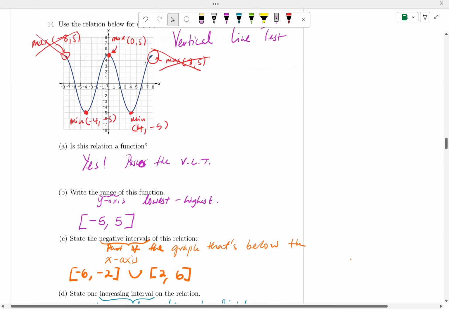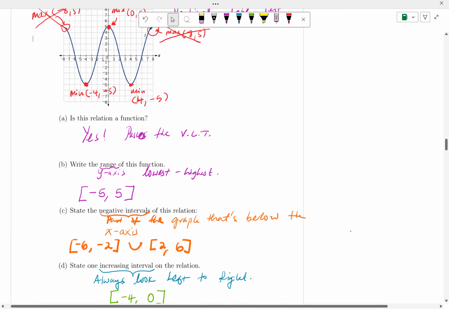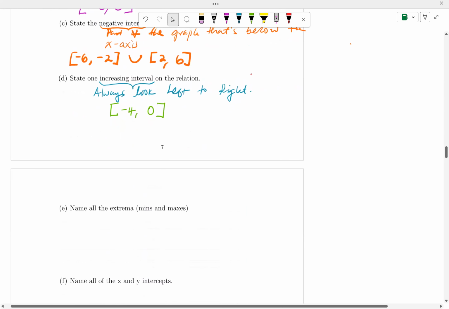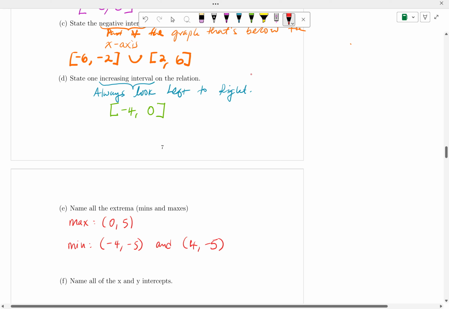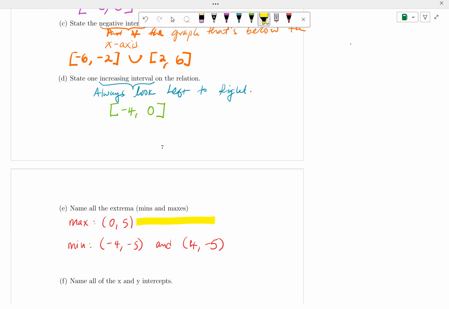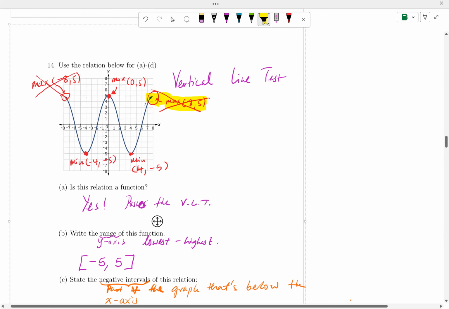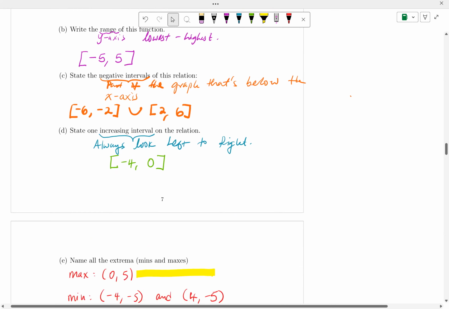So let's just do this. Let's count the actual maximum that's on there, 0, 5, and then the two minimums that we have. So the first extrema, let's do the maximum first: that is 0, 5. And the minimums, we saw two of them: -4, -5, and 4, -5. Please, folks, be sure to go back and check your teacher's answer key to see if she mentioned those other two I mentioned. Be sure to look at the answer key or even ask her.